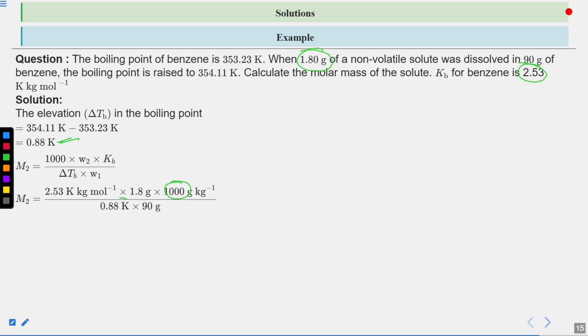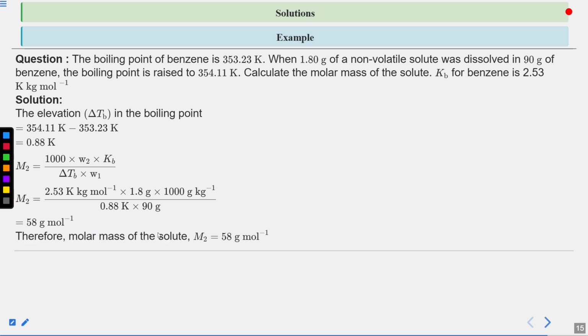Divided by 0.88 Kelvin and 90 grams. What will it give you? It will give you the molecular mass of the solute. We are multiplying by 1000 to convert this mass into kg. If you do this calculation, your molecular mass will come out to be 58 gram per mole. Therefore, we can say that M2 is equal to 58 gram per mole.